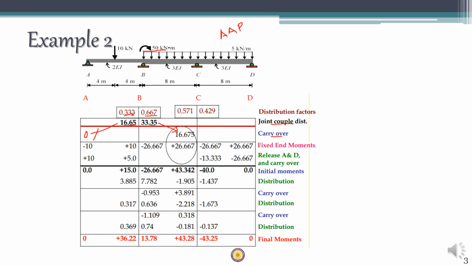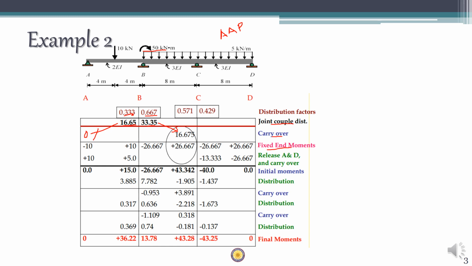Next, you have to list down all the FEM values. You have already found out the FEM values, so according to sign convention, you list them down. You have done that. The next step is we have two simple ends at A and D. So you have to release the simple end and take the carryover. In order to release the simple end, we have to apply an opposite FEM at the same simple end. So minus 10 is there.